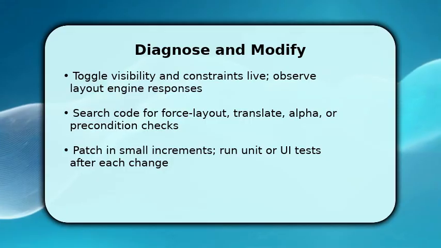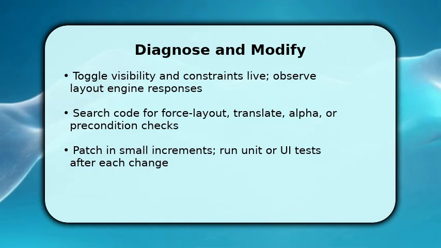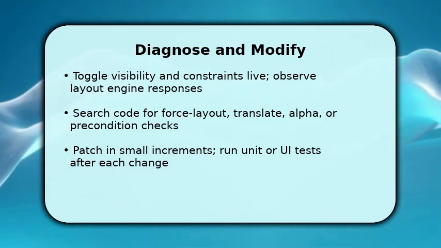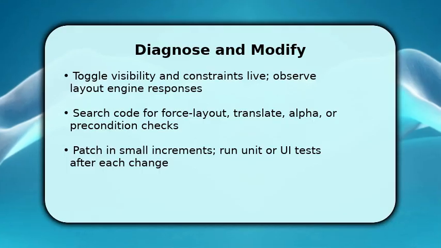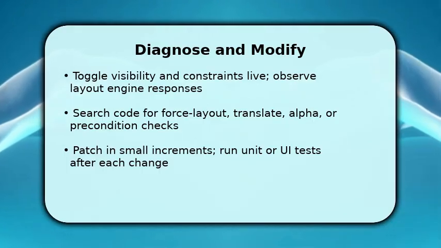Make targeted edits in small increments and rerun the UI test suite after each change so you isolate the effective fix. If an override works in the inspector, propagate that change into the codebase carefully and retest.